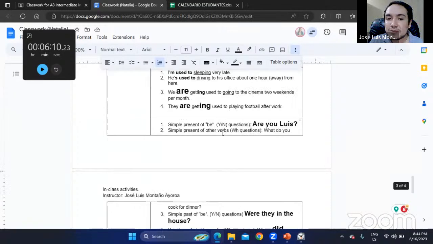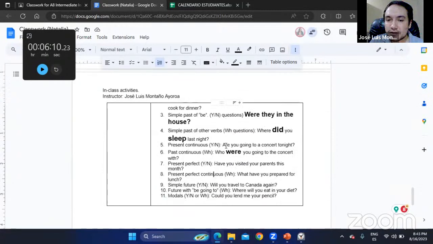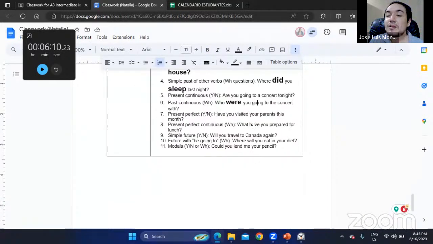Here, if it's present continuous, we have the verb to be in present and we have the verb with ing, right? If we have the past continuous, we have the verb to be in the simple past and the main verb with ing, okay? So here, if you have the present perfect continuous, you need the verb to be in the past participle with the auxiliary that you use, and you need the main verb with ing.